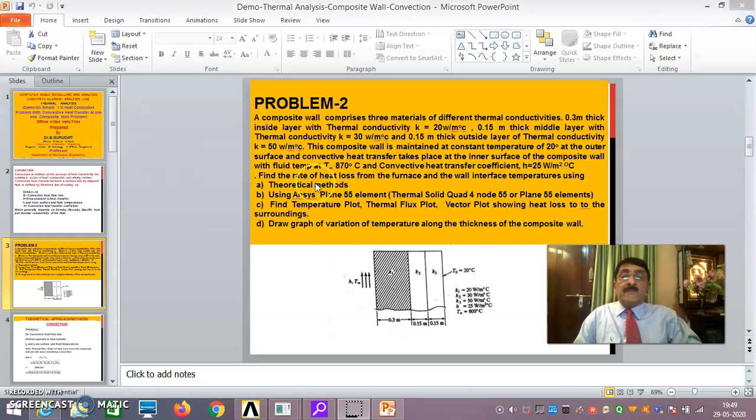They have asked to find the rate of heat loss from the furnace wall and the wall interface temperatures using theoretical methods and using Ansys PLANE55 elements. Find the temperature plot, thermal flux plot, and vector plot showing heat loss to the surroundings. These things have to be matched. Draw a graph of variation of temperature along the thickness of the composite wall. These things can be managed. First, we'll know how exactly to do this problem theoretically. These are the standard things that will be given in any of the exams, and moreover, it is all required for you. You should know how exactly to do these basic problems in Ansys.